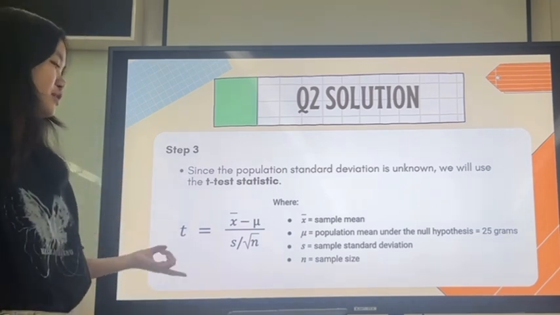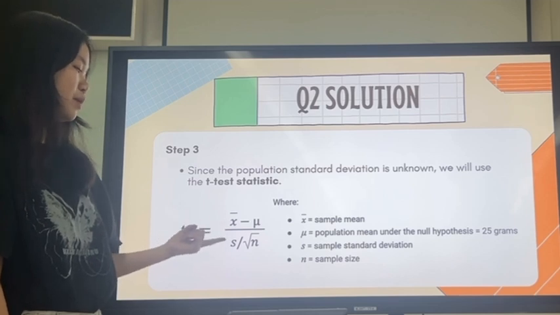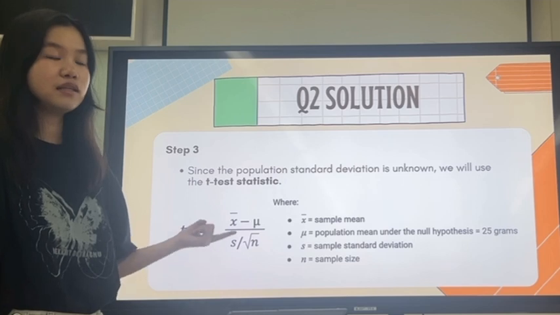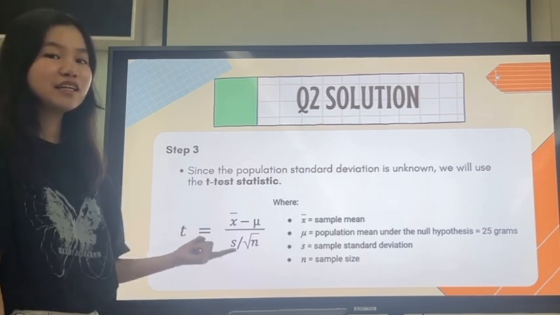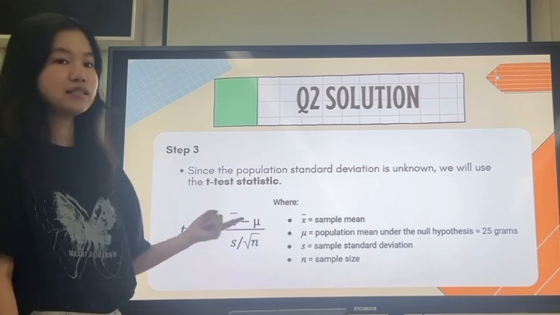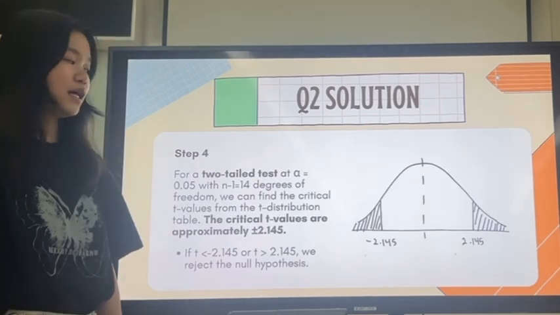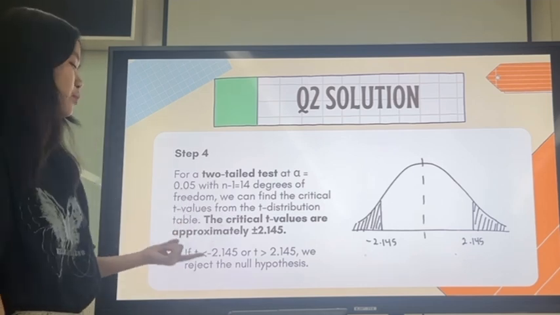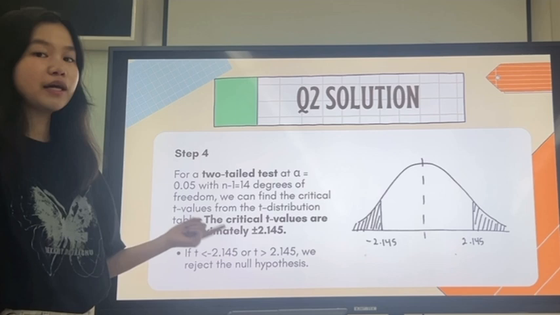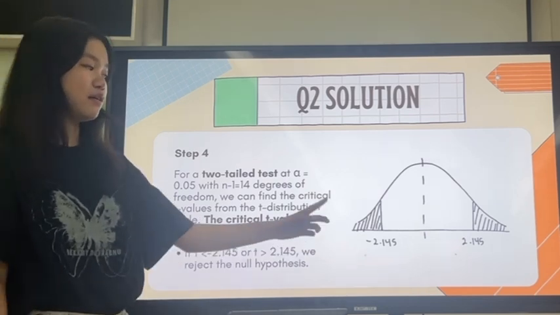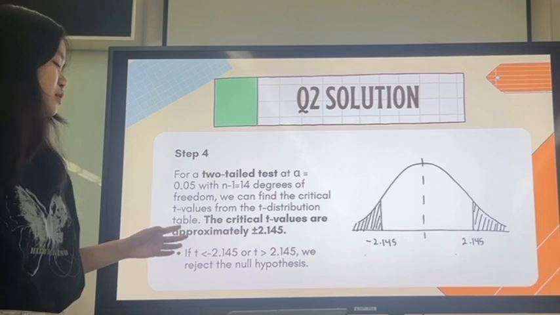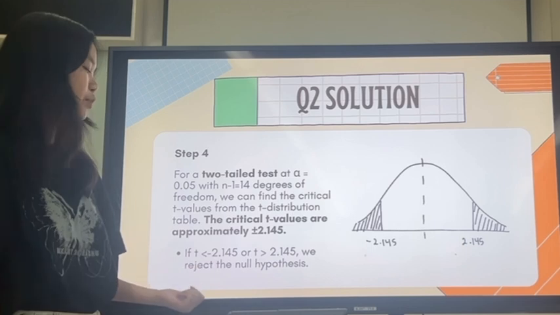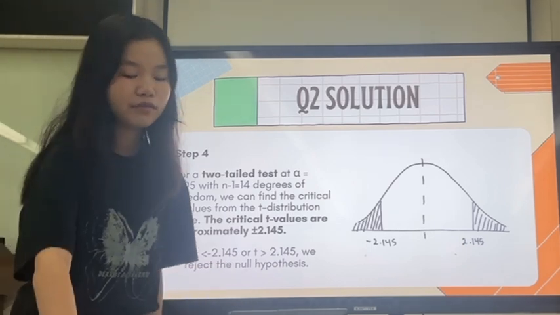We use this formula where x bar is the sample mean, mu is the population mean, s is the sample standard deviation instead of the population standard deviation, and n is the sample size. For step 4, we decide on the critical value according to the T table, which is 2.145 or minus 2.145. This is the graphic of the critical value. The null hypothesis will be rejected if the T value is less than minus 2.145 or more than 2.145.